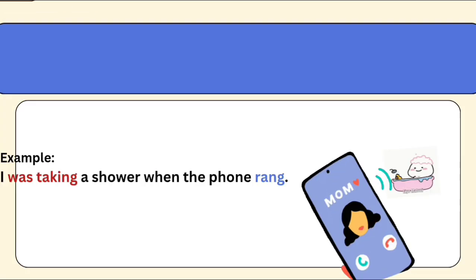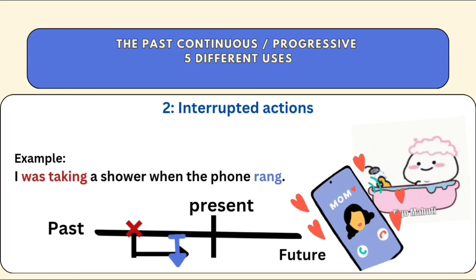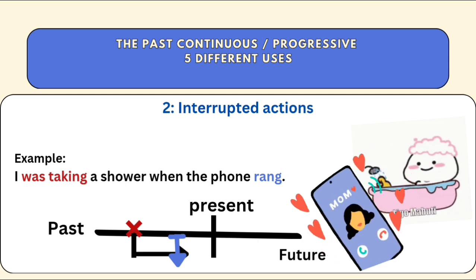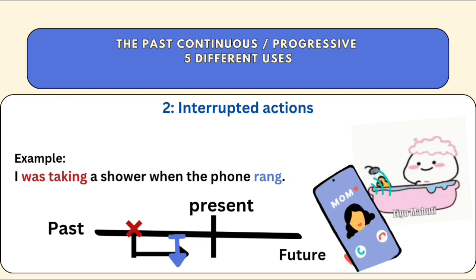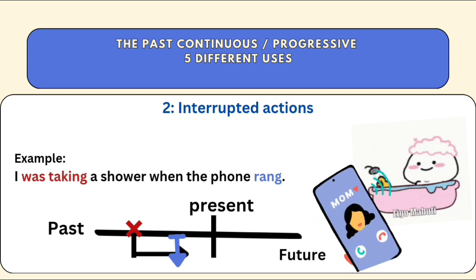Number 2, interrupted actions. We have talked about this before. Here's an example. I was taking a shower when the phone rang. It was my mom. Right there. I was taking a shower. So this is the ongoing action, the long action, and then the phone rang. The phone rang is the simple past.